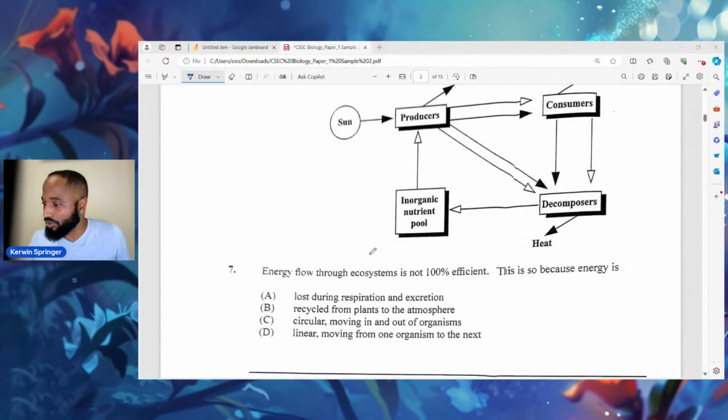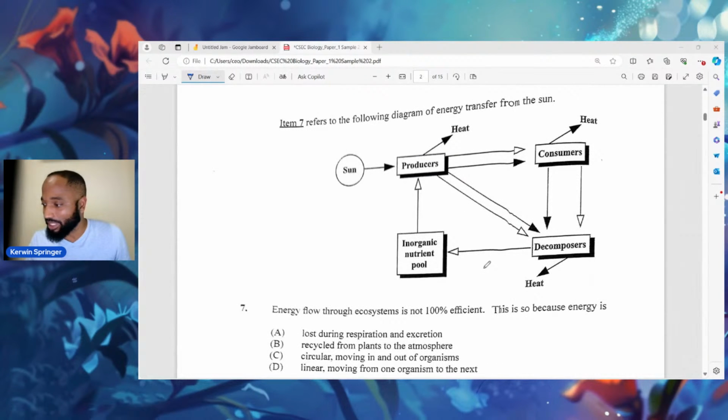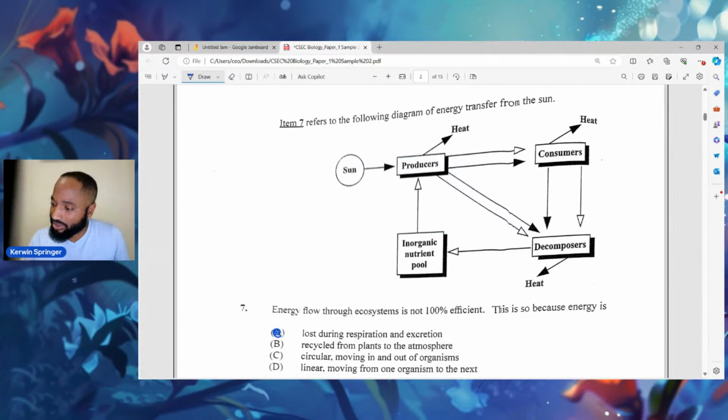Energy flow through an ecosystem is not 100% efficient. This is so because energy is lost during respiration and excretion. Recycle from plants to the atmosphere, circular moving in and out of the organisms, and linear moving from one organism to the next. No, the best answer here.